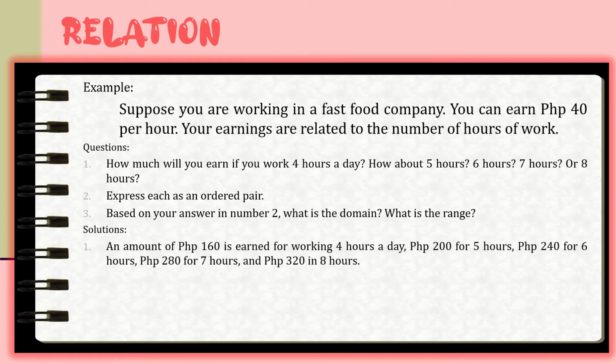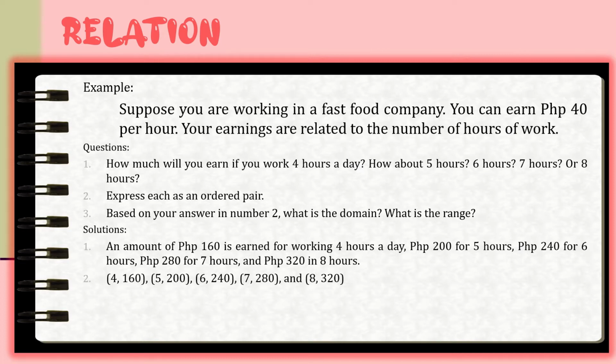For question number 2, express each as an ordered pair. We have the first ordered pair, (4, 160). The second is (5, 200). The third one is (6, 240). The fourth one is (7, 280). And we have the ordered pair (8, 320).